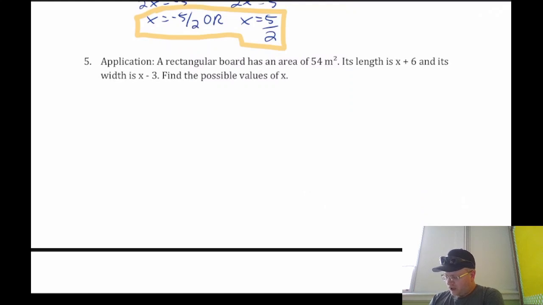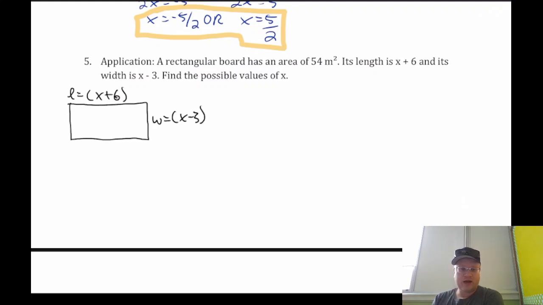A rectangular board has an area of 54 meters. Its length is x plus 6, and its width is x minus 3. Find the possible values of x. So I'm going to sketch my rectangular board. Doesn't have to be to scale, which we don't know the numbers yet anyway. Length is x plus 6. Width is x minus 3.